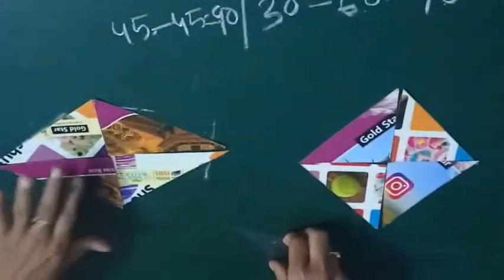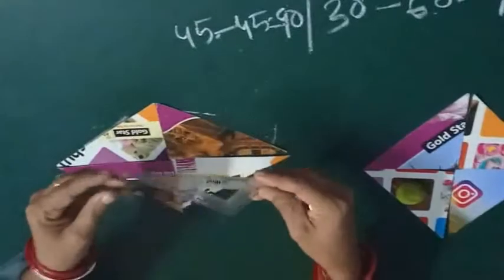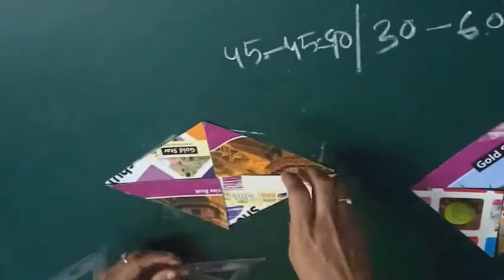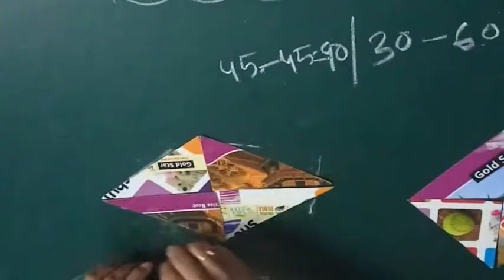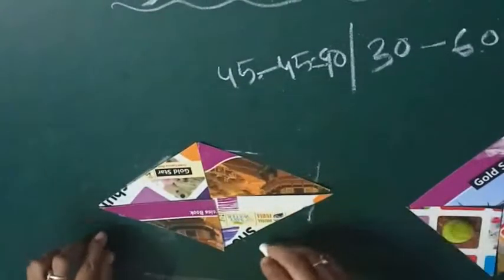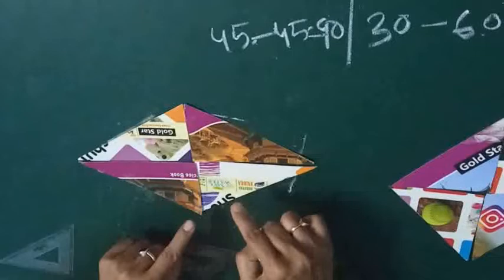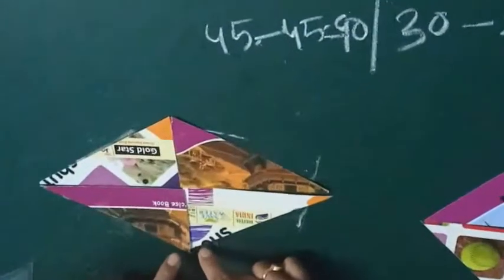By using the first one, I have taken the paper cutting from this 30, 60, 90 set square. What I have got is a four-sided figure, a quadrilateral, with all the sides equal, but none of the angles are 90 degrees. You can see. Why not?